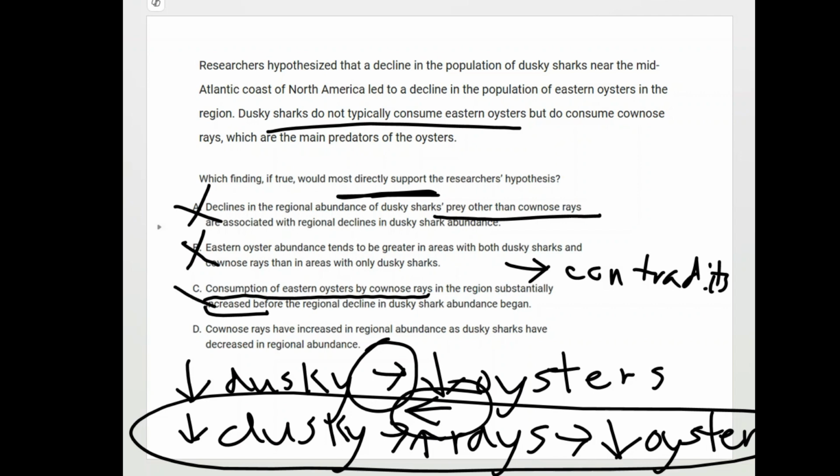Okay, let's read D now. Cow-nose rays have increased in regional abundance as dusky sharks have decreased in regional abundance. So let's see here. Let's read our relationship again. Cow-nose rays have increased as dusky sharks have decreased in regional abundance. That exactly supports our relationship that we've created, our if-then statement, so D will be our answer.